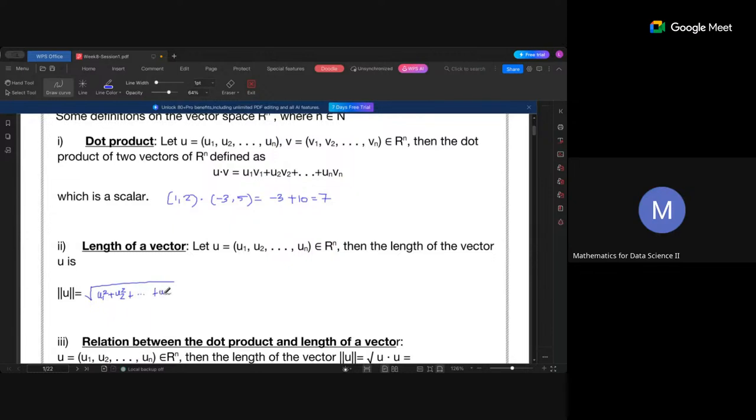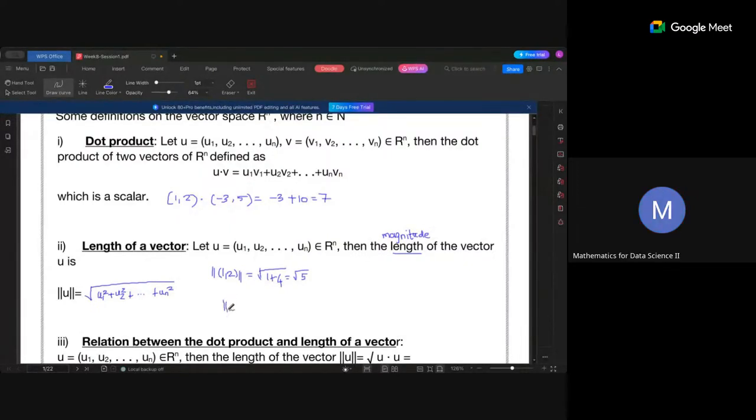Someone is asking a doubt? Is there any question? Can we say norm is the magnitude of the vector? Yeah, length, magnitude, everything is the same. Okay, fine.